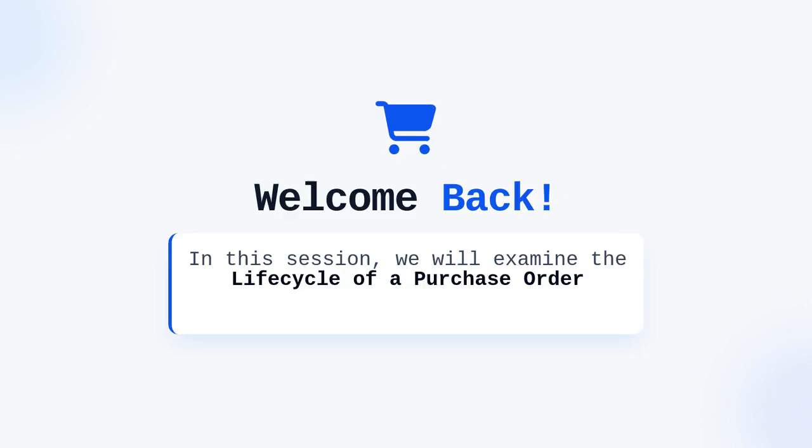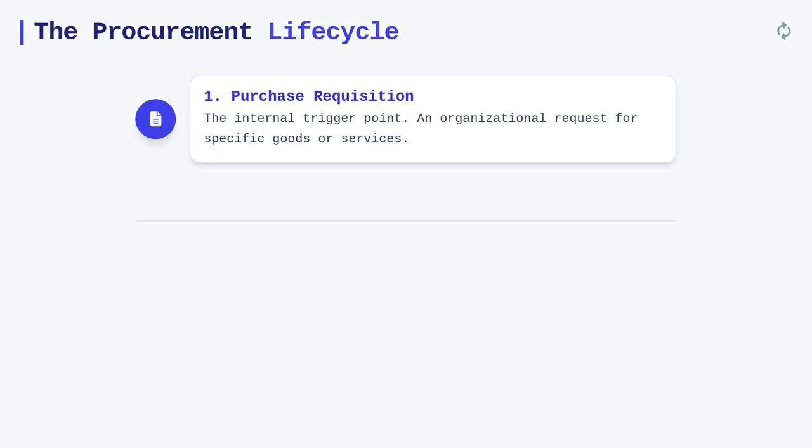Welcome back. In this session, we will examine the life cycle of a purchase order within Dynamics 365 Finance and Supply Chain Management. The procurement lifecycle begins long before a physical purchase order is transmitted to a supplier. It often starts with a purchase requisition, which serves as an internal request for goods or services. Once approved, the system facilitates the transformation of these requests into formal purchase orders.